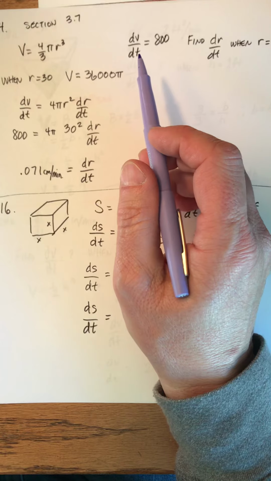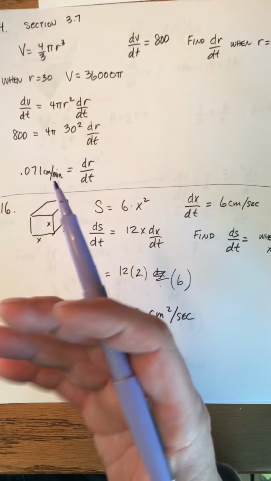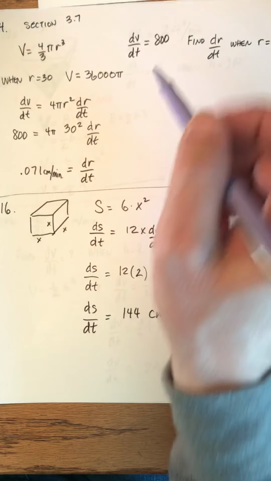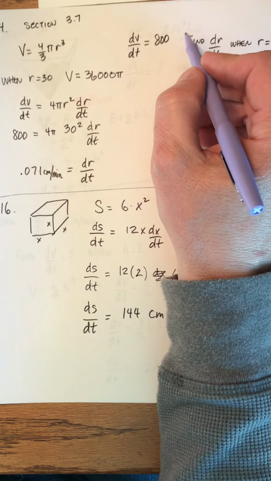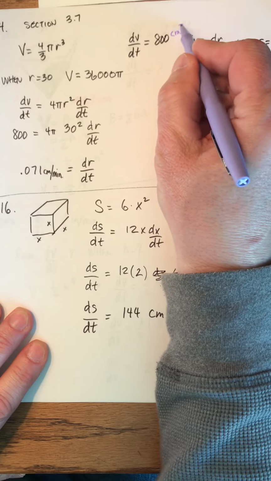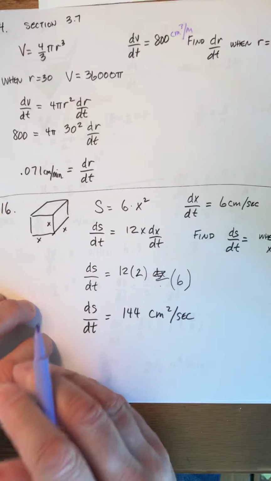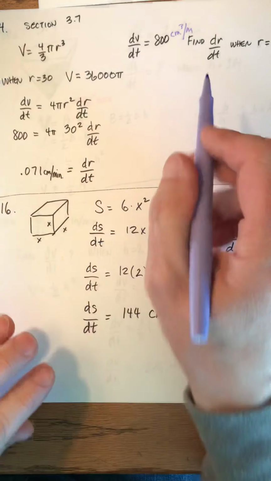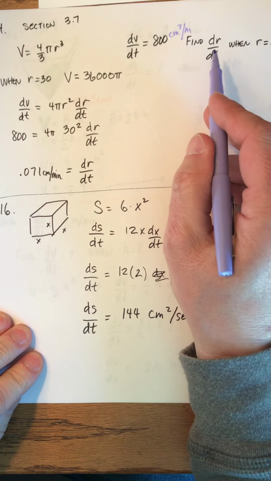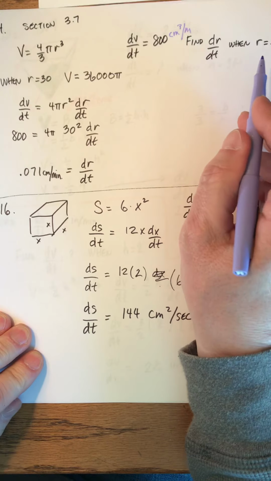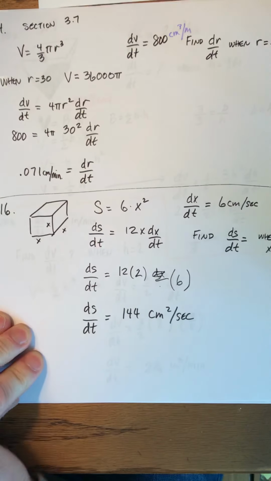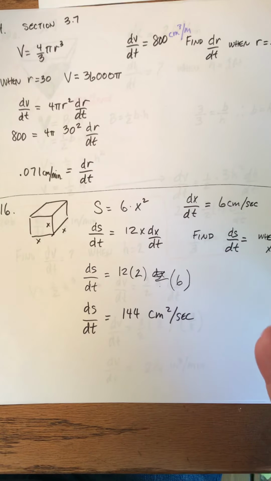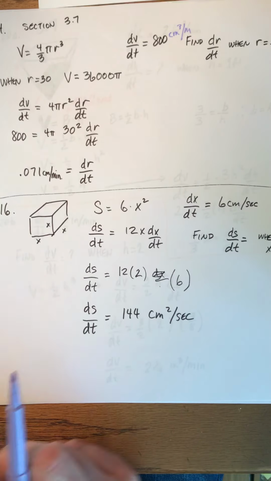And number 14 says that it's this balloon. It's inflated with gas, and it's being inflated at the rate of 800 cubic centimeters per minute. That's cubic centimeters every minute. That's how fast this gas gets pumped into this balloon. They want us to find out how fast is the radius changing at the particular instance when the radius is 30? How fast is that radius changing at that snapshot in time where the radius is 30?